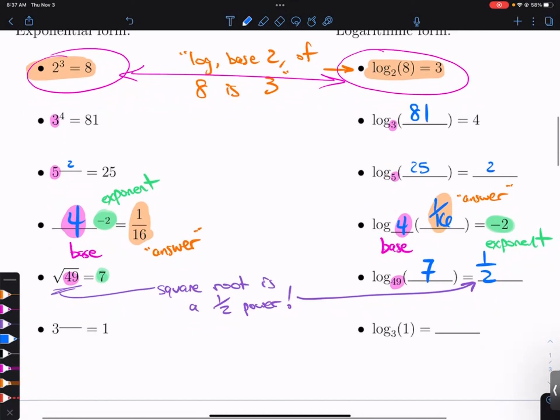Okay, and the last one, 3 to the what gives you 1? 0. So the log base 3 of 1 is 0. Does the fact that the base was 3 here matter? What's anything to the 0 power? 1, right? So the log with any base of 1 would be 0, right?